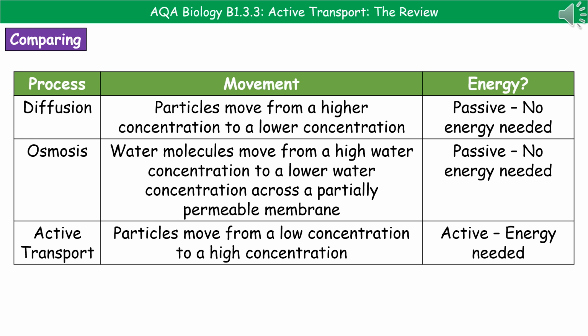The second process is osmosis, which is where the water molecules are moving from a high water concentration to a lower water concentration across a partially permeable membrane. Again, this is going down the concentration gradient. So it's passive, no energy needed. Our third and final one, active transport, the particles are moving from a low concentration to a high concentration. Therefore, it's an active process and energy is needed.